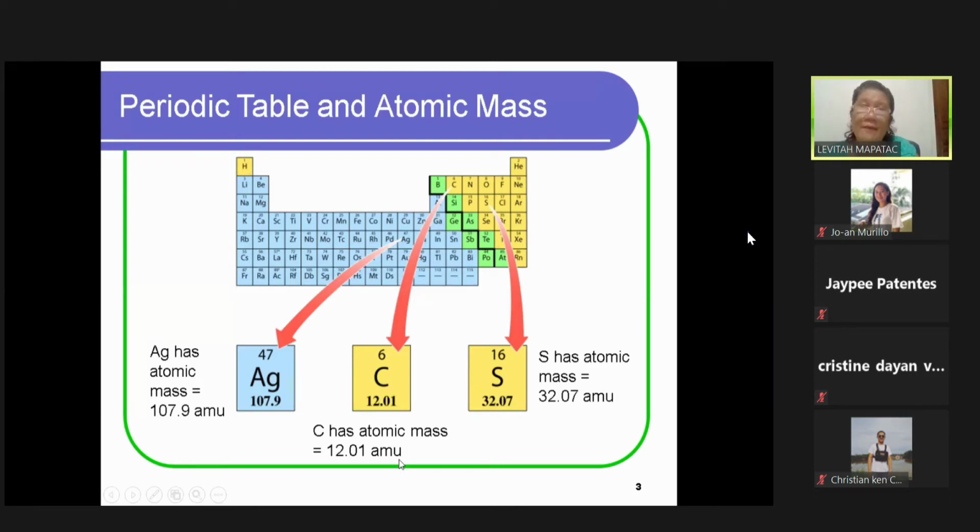12.01 AMU. For sulfur, it has an atomic number of 16. What is its atomic mass? That is 32.7 AMU. 1 atomic mass unit is equivalent to gram per mole. So in grams per mole, the atomic mass of silver is 107.9 gram per mole, for carbon 12.01 gram per mole, and for sulfur 32.7 gram per mole. Okay?